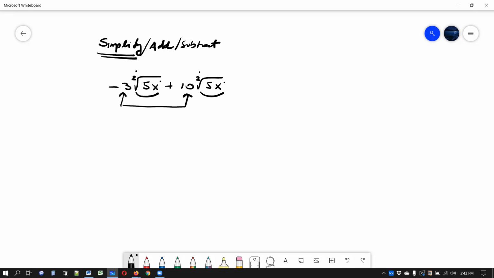So negative 3 plus 10 is 7 radical 5x. We get to this point, this is the end of the operation. There's nothing I can do. Just keep in mind that it may be possible that there's nothing that you can do sometimes. Let's say I have this problem.